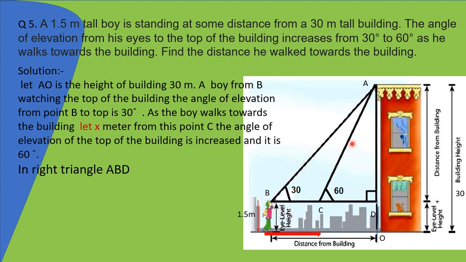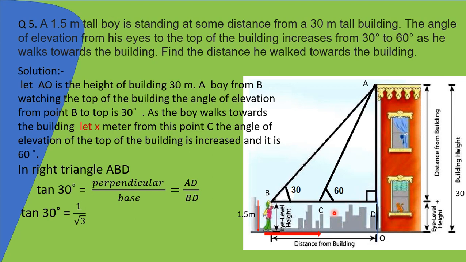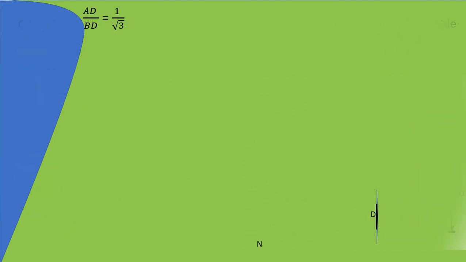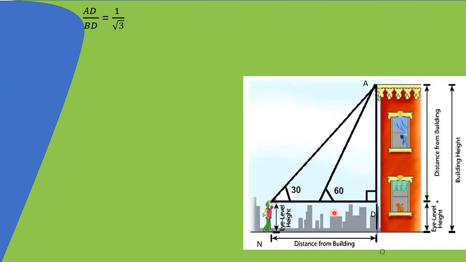Now use the trigonometric ratio tan theta, that is tan 30 degrees in the right triangle ADB, that is perpendicular upon base. We can write tan 30 degrees is AD upon BD, and after putting the value tan 30 is 1 by root 3, we get 1 by root 3 is equal to AD upon BD, and then by cross multiplication we get BD is equal to AD into root 3.